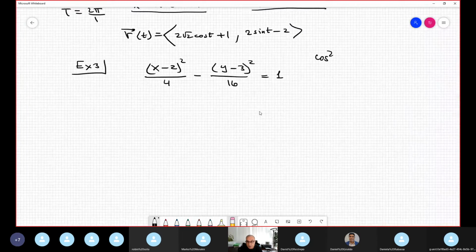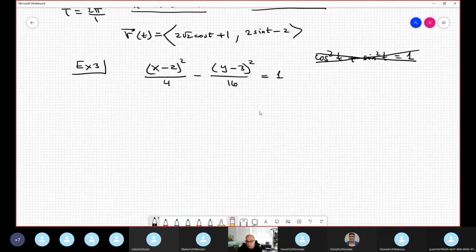So we know the famous trigonometry identity from before: cosine squared t plus sine squared t equals 1. We cannot use this because it's minus here. So we use another trigonometric identity. Remember, the parametrization is not unique. So I review quickly the collection of trigonometric identities. I discovered this: secant squared t minus tangent squared t equals 1.